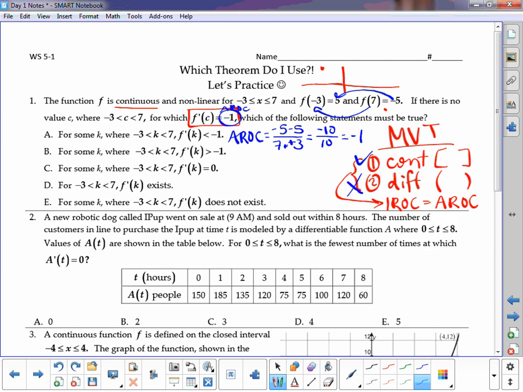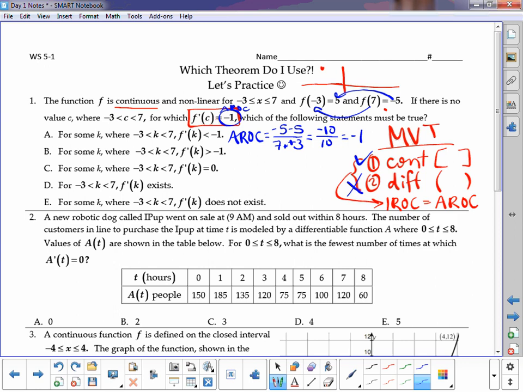Differentiability. Because we know it's continuous, so it must have failed differentiability. So that's what we're looking for. If IROC cannot equal AROC, then it must have failed for this particular one, differentiability. So let's take a look at our answer choices.